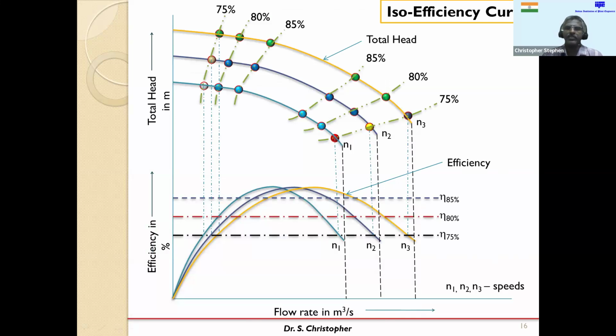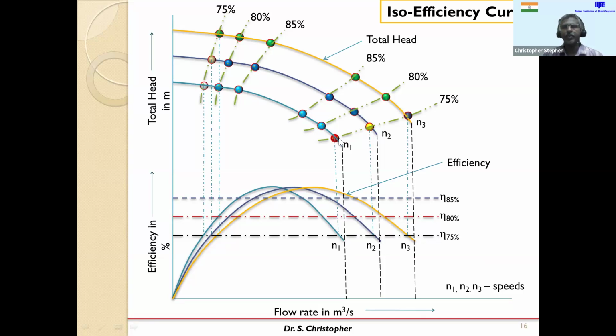The reason for this ISO efficiency curve is, I'll just make it N1 efficiency, N2 and N3. That is, at different RPM. N1 is nothing but RPM. Maybe assume that it is 1500, this may be 3000, this may be 4000 or something. So different efficiency and different head curve. Based on this, I can draw the ISO efficiency curve.